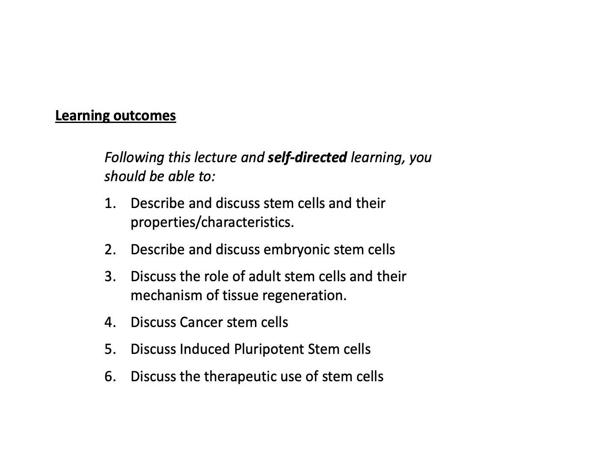I've used the first learning outcome slide from the lecture because this is actually a perfect way of looking at the essay and the question itself. So what you need to do is describe and discuss stem cells and their properties. You need to discuss embryonic stem cells. You need to discuss the role of adult stem cells and the mechanism of tissue regeneration. Maybe mention even cancer stem cells in this concept.